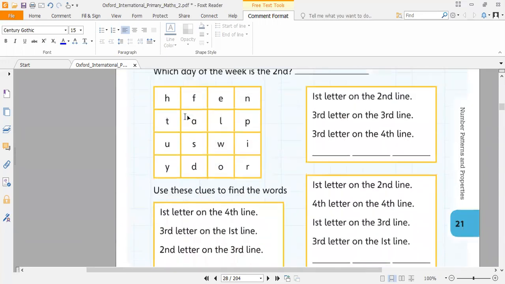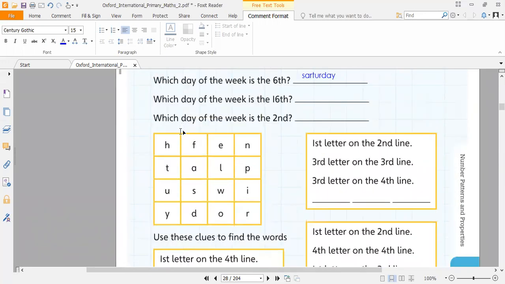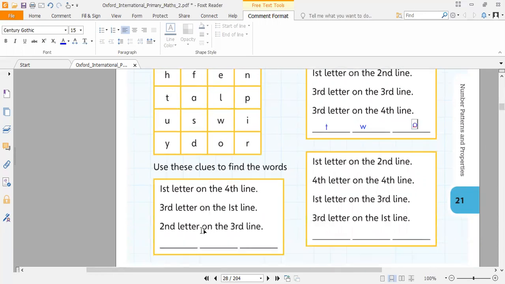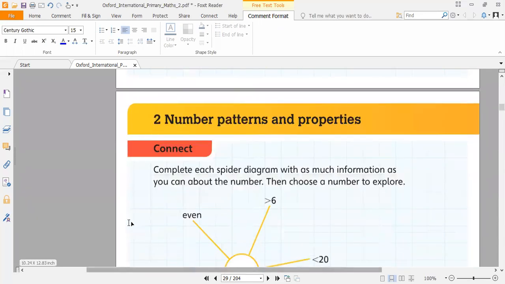It's Tuesday. So the first letter on the second line is F. Third letter on the third line is... First letter on the second line is T. Third letter on the third line is W. Third letter on the fourth line is O. So we have done these exercises.